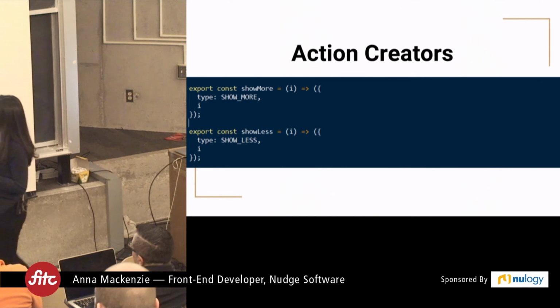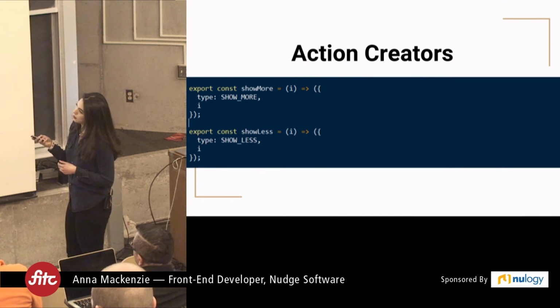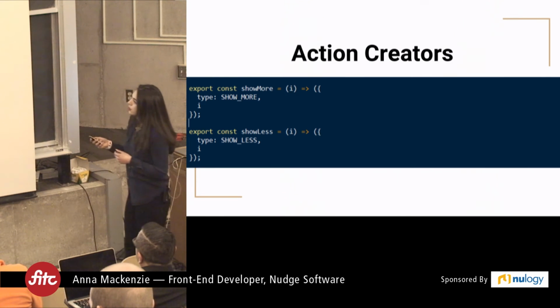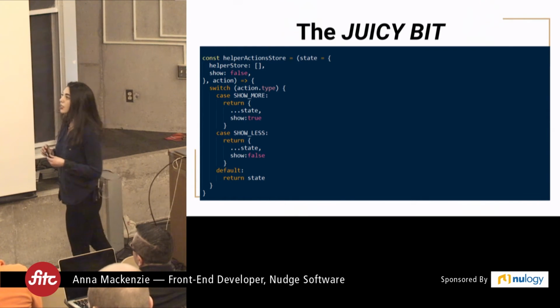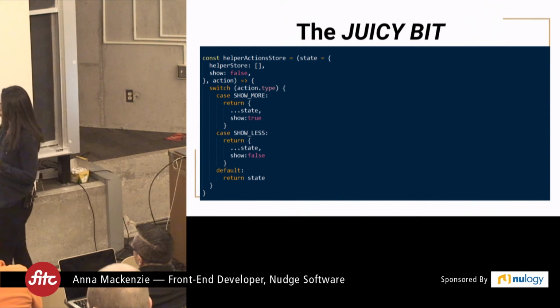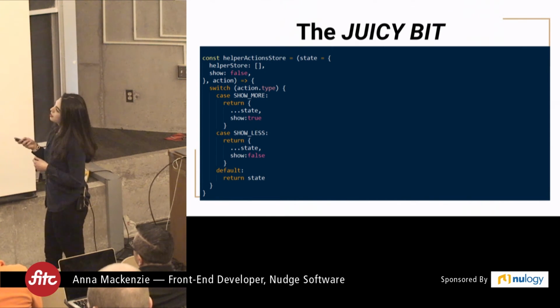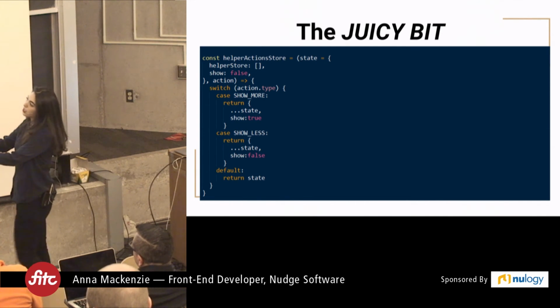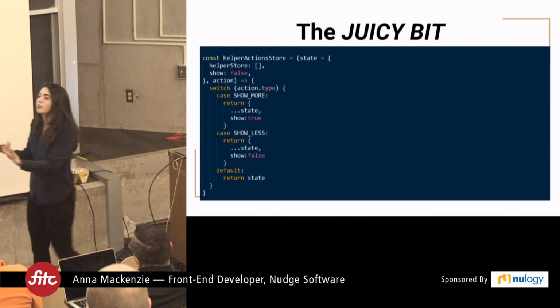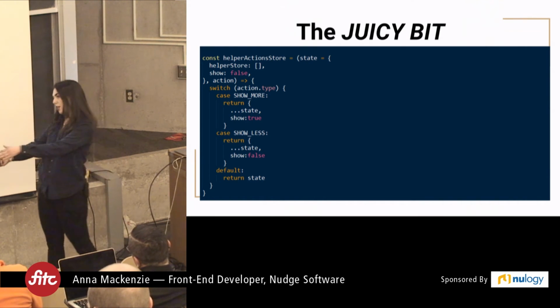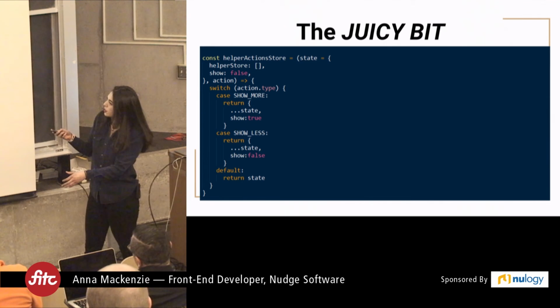We have two different types here. We have show more, that's a type, and then we have show less with a type. So when one of those actions gets dispatched because of our click, it goes into our helper action store, takes a state. The state is going to go into our switch statement, and if it matches the case, then it's going to go in here, and we're going to return a new object to us, taking a shallow copy of current state, and then specifying the change that we wanted to make and giving us that next state. This is the juicy stuff right here.